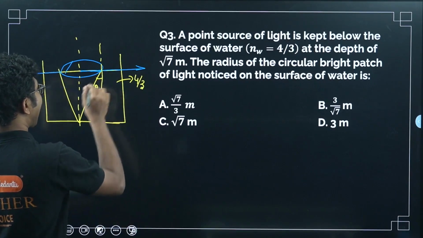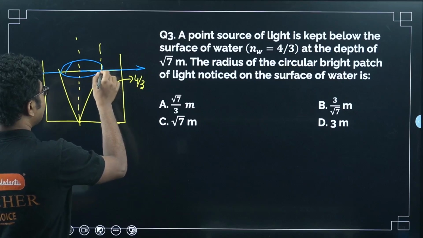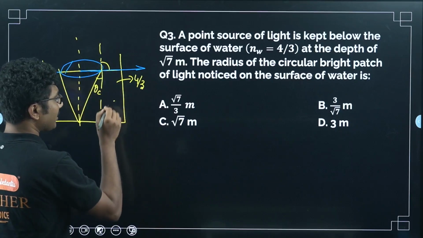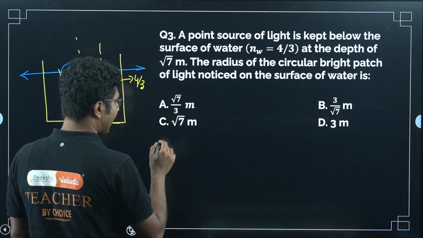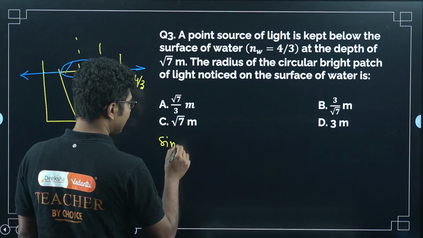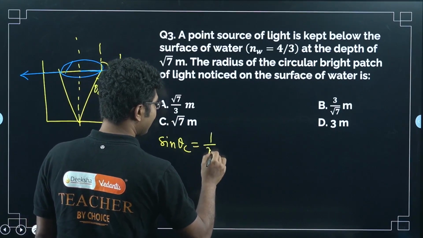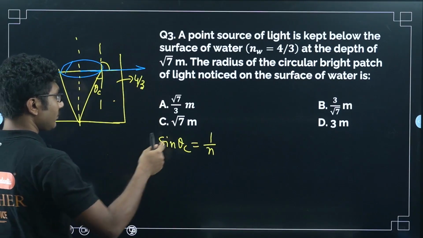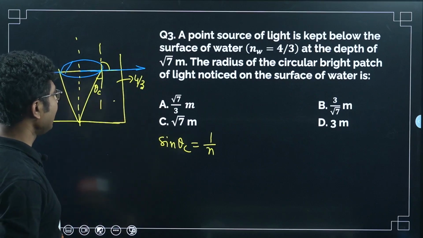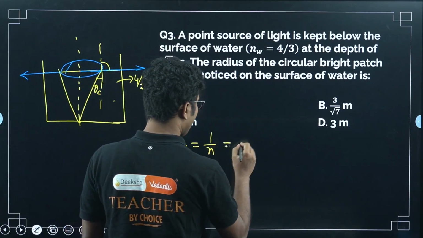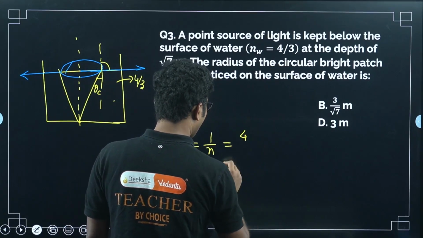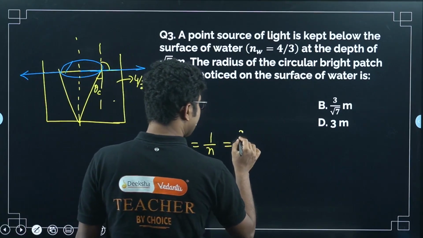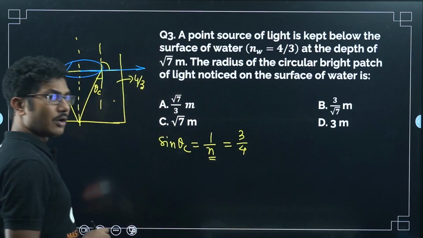Now if this is the critical angle, then this angle will be 90 degrees, right? Now we know that there is a relationship: if the refractive index of the medium is n, then we can write sine theta c equals 1 by n, if you remember, right? Now here n is given as 4 by 3, so 1 by n will be 3 by 4. Clear? Why is it 3 by 4? Because n itself is 4 by 3, right?